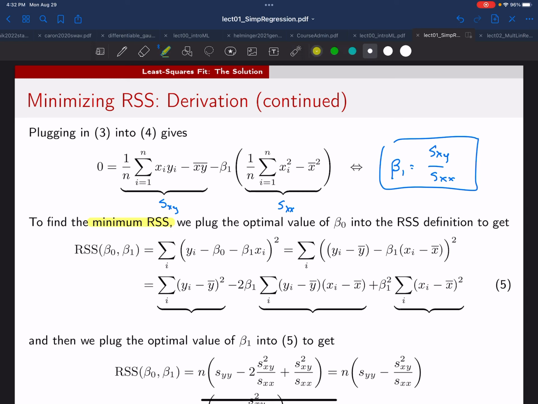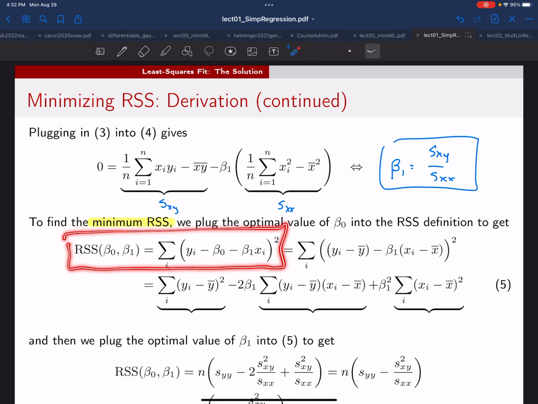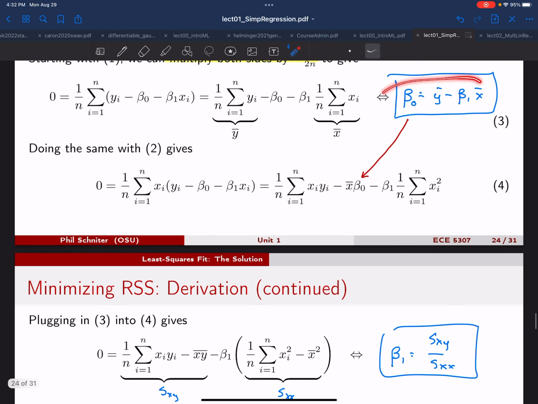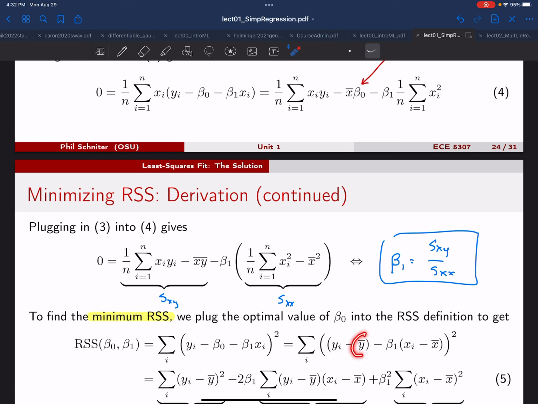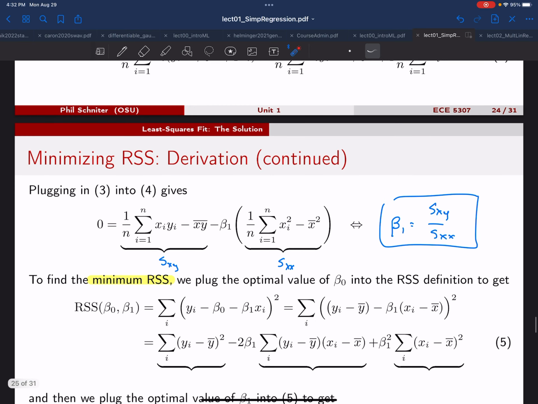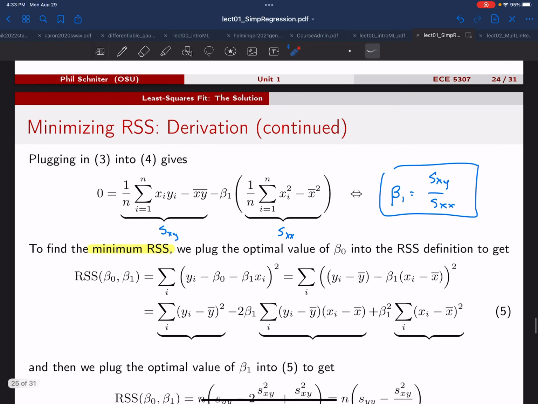So we're gonna take our definition of RSS, which is this one, right? And we're gonna plug in the optimal beta 0 from the previous page. That was this one. And if you do that, you're gonna get a y bar here and a beta 1 x bar. So that's all that happened, we gained those terms. And now you can see we're almost ready to plug in our optimal beta 1, but let's just expand this quadratic first. It'll make it a little bit easier.